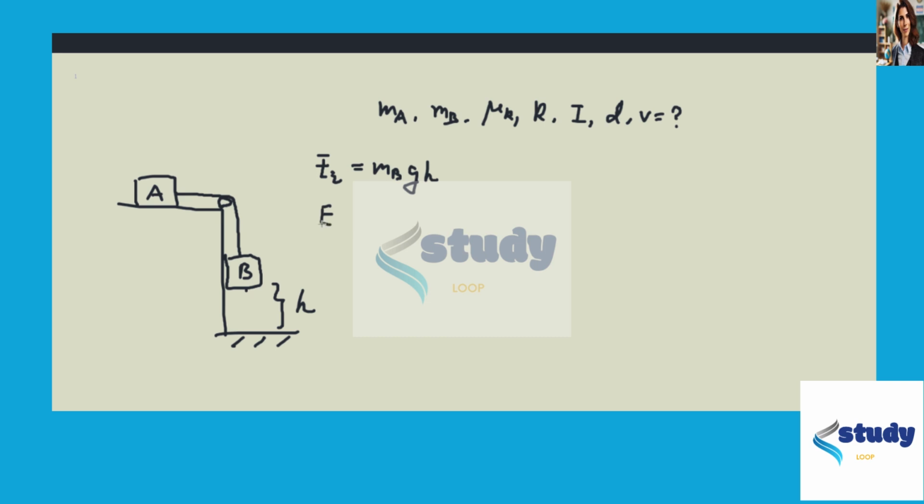And then energy final is equal to the kinetic energy of three parts, including the kinetic energy of block A, the kinetic energy of block B, and the rotational kinetic energy of the pulley.